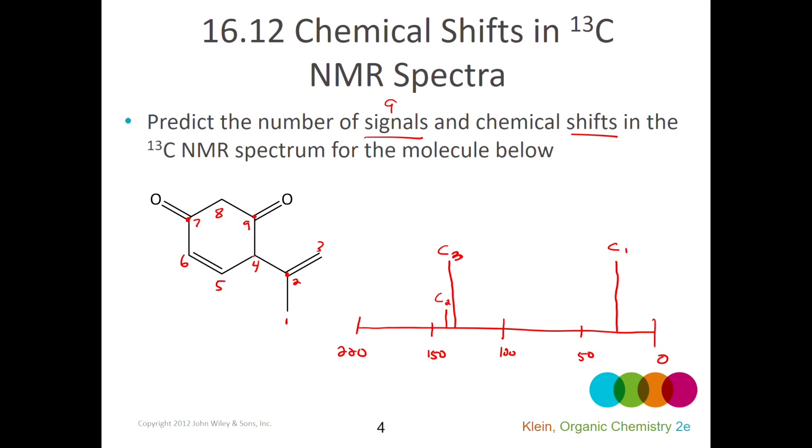Carbon 4 isn't directly bonded to a highly electronegative atom, but it's one carbon away from one. So that might be on the upper end of the 0 to 50 range. Carbon 5 and 6 are both sp2, so I expect them to be between 100 and 150.